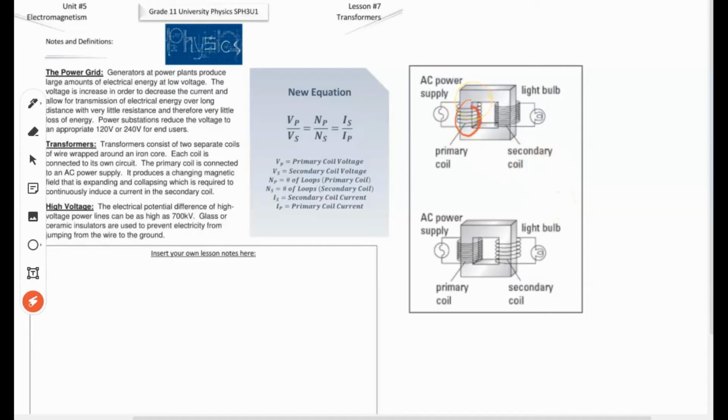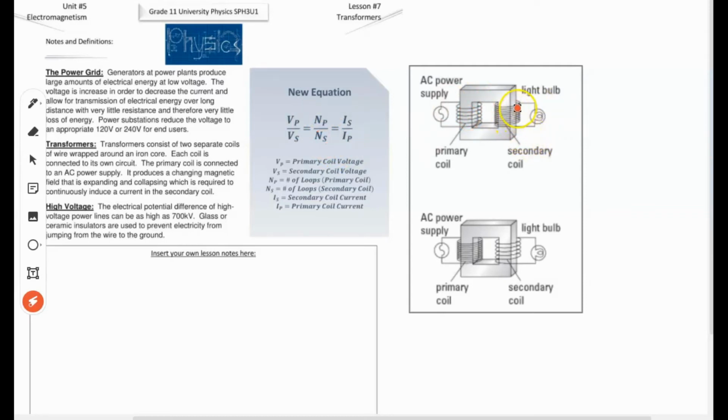Now notice the coils have different numbers of loops. That's the purpose of a transformer, right? To actually transform the voltage. A step-up transformer would increase the voltage, and a step-down transformer would decrease the voltage. So here I have this equation. Don't worry about the current yet, but for now, Vp stands for voltage in the primary coil, divided by Vs, which is the voltage in the secondary coil, is equal to Np over Ns. Np is the number of loops in the primary coil, and Ns is the number of loops in the secondary coil.